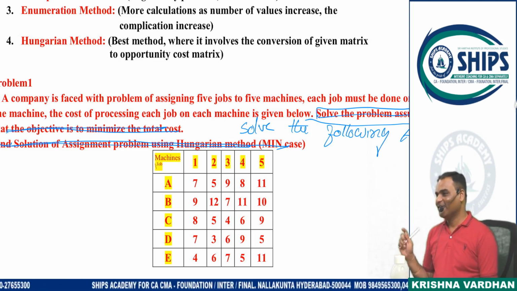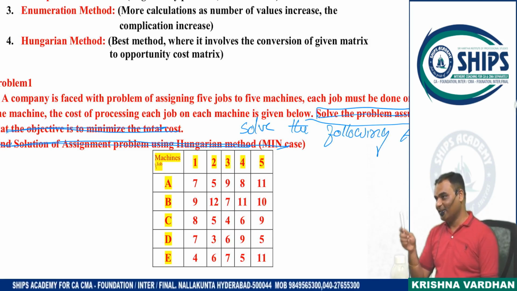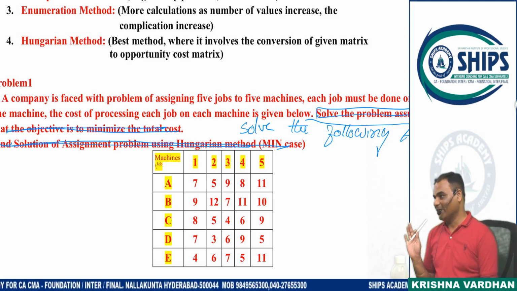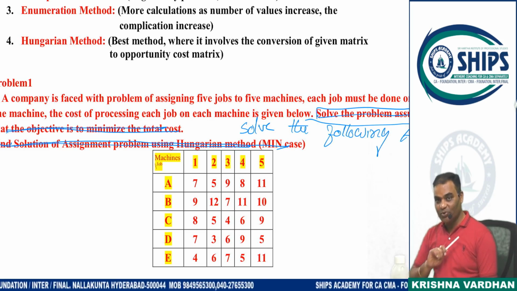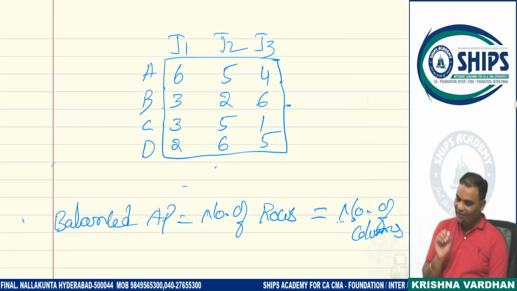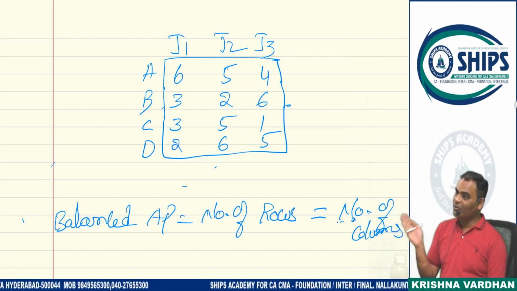That's it. First step: when you are not able to get the answer for a particular problem, you understand that initially only you messed it up. The first step you have not done perfectly. Unless it is balanced, you should never solve. For example, here I gave one unbalanced problem. How do I convert this unbalanced to balanced?